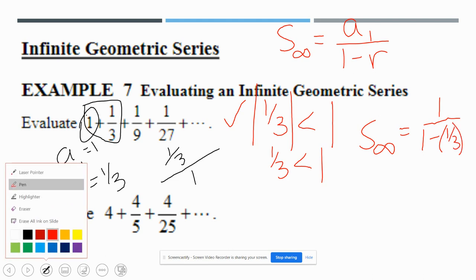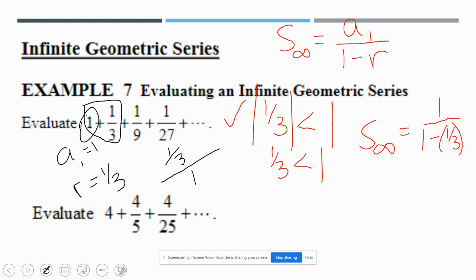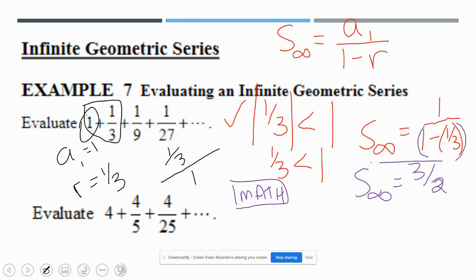Again, if you put this into the calculator all at one time, you have to put an extra set of parentheses around the bottom so that the calculator does the subtraction before it divides. You'll probably end up with a decimal, so make sure you use your math enter to change that decimal into a fraction. And we should get our infinite sum to be 3/2.